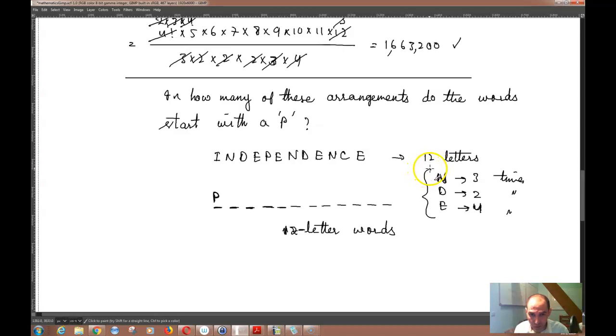So what I need to do is first calculate all the permutations related to such words where the word starts with a P, right? And since the word starts with a P, there is only one way of filling this placeholder. And then since I have 12 letters in total, and I have used one of them, there is 11 ways of filling this placeholder. After that, there is 10 ways of filling this placeholder. 9, 8, 7, 6, 5, 4, 3, 2, and 1.